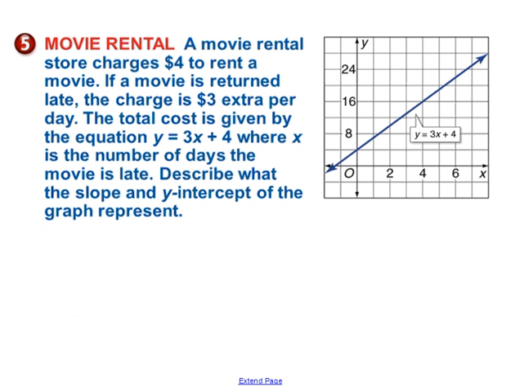A movie rental store charges $4 to rent a movie. If a movie is returned late, the charge is $3 extra per day. The total cost is given by the equation y is equal to 3x plus 4, where x is the number of days the movie is late. Describe what the slope and the y-intercept are. So the y-intercept, of course, is 4, so that's the minimum charge due for renting a movie, even if it's returned on time. And the slope of 3 is the extra $3 per day that is charged for being late.